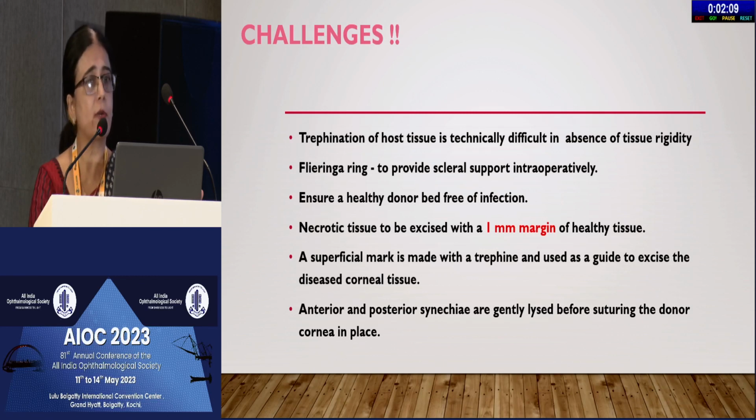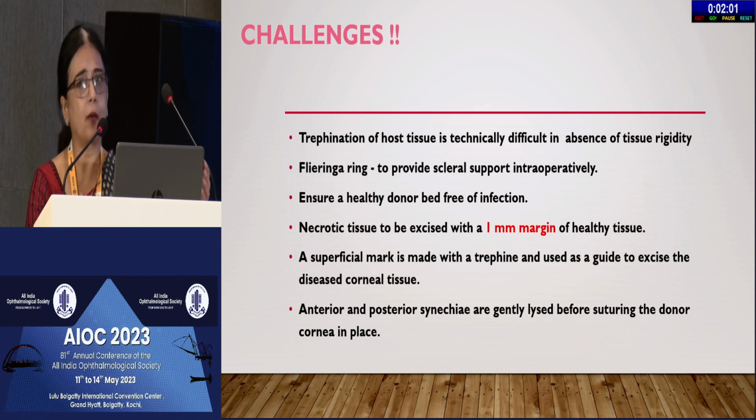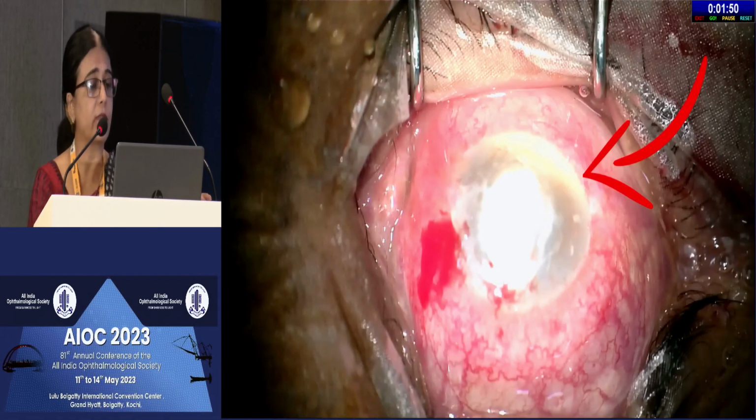It is also good practice to mark your area of trepanation with the help of a trephine mark over the surface which is to be excised. And also we should excise all the exudates, the membranes in the anterior chamber, and also the synechiae present in the anterior chamber, for good apposition and a good formed anterior chamber at the end of the surgery.